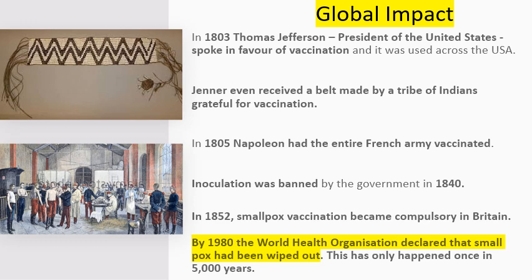Inoculation, the actual old process of using smallpox, was banned by the government in this country in 1840. In 1852, smallpox vaccination became compulsory in Britain. And if you fast forward to 1980, the World Health Organization, run by the United Nations, declared that for the first time ever, a disease had been completely eradicated. Smallpox was gone. Okay, and we've got records of it going back to the Egyptian times, 4,000 or 5,000 years ago, but now it's gone totally.